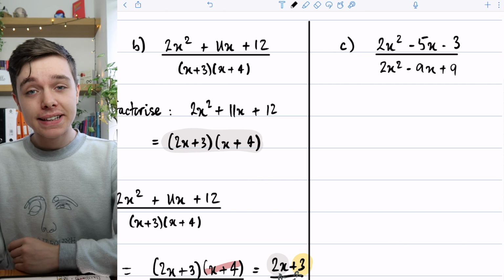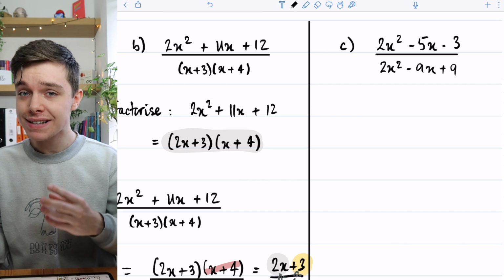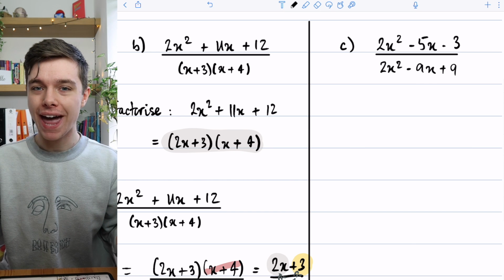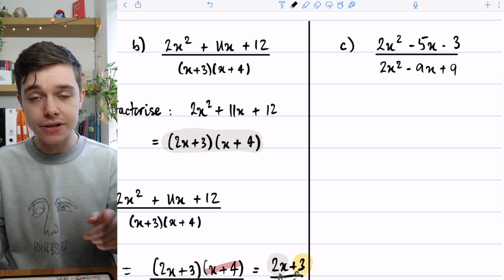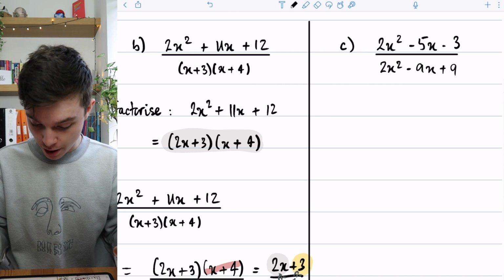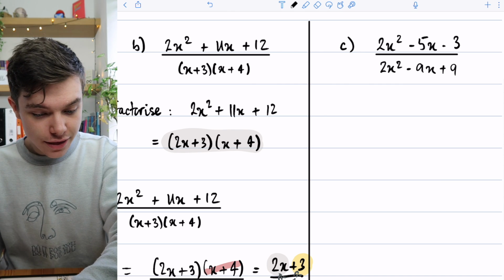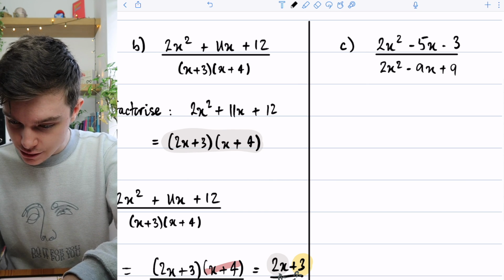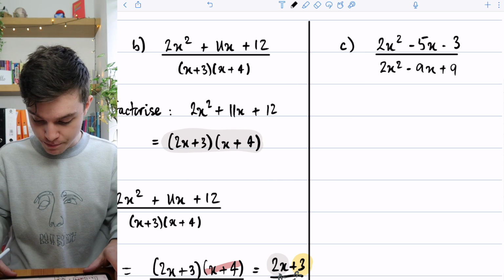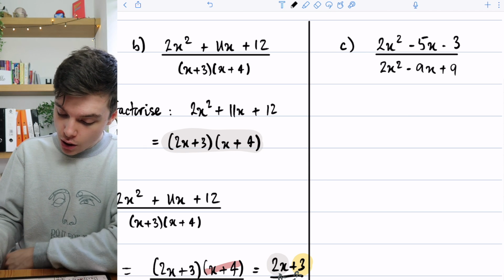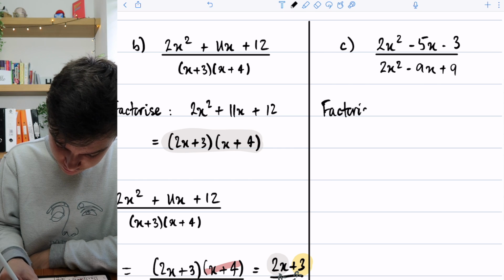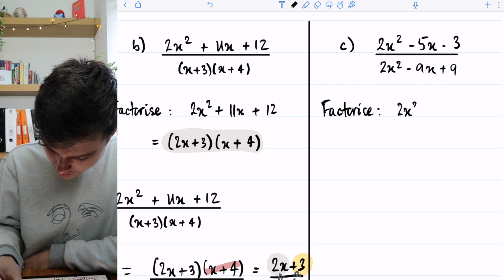Part C is a little bit different. We have two quadratics on the top and the bottom, but they are both in general form. They are not factorised. So what we need to do is factorise top and bottom. Okay, now I'm going to take this from the book, I think, or I might not actually have them factorised. No, I don't. So I might have to factorise them here. Okay, let's do that. So we will factorise the top first. So factorise 2x squared minus 5x plus 3.